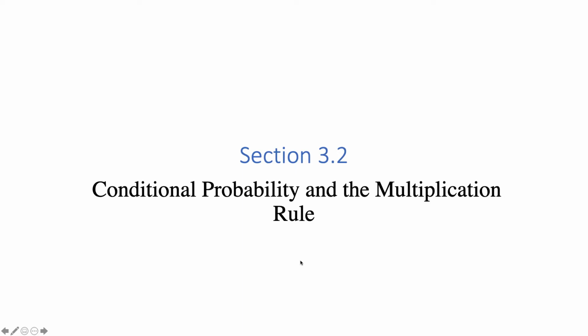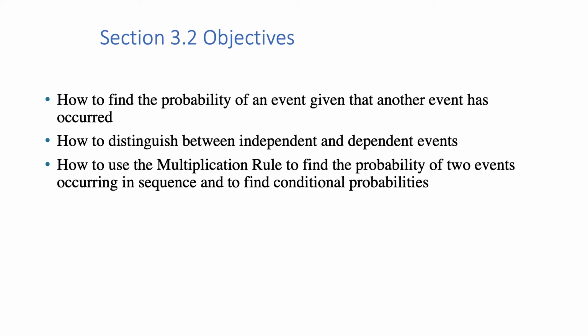So with probability, the second big idea, since we finished section 3.1 last time, we'll continue with 3.2 through 3.4. Okay. So the first big thing to recognize here in probability is what we call conditional probability and the multiplication rule.